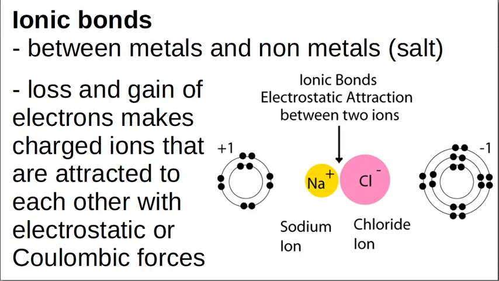So an ionic bond forms between a metal and a non-metal, and you get what's called an ionic salt out of it. One atom is going to lose electrons, one atom is going to gain electrons, and that makes them into ions. Ions are attracted to each other with electrostatic forces. Remember, we've learned about electrostatics: opposite charges attract. Because we measure charge in coulombs, they're sometimes also called coulombic forces. So electrostatic or coulombic forces basically boil down to opposite charges attract.